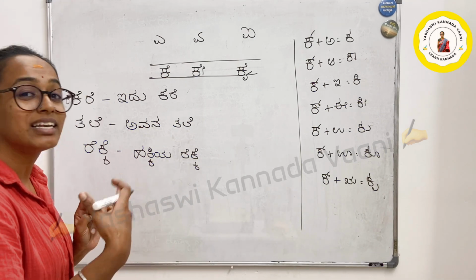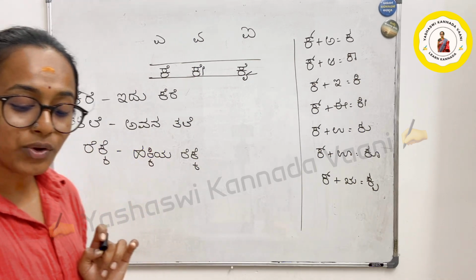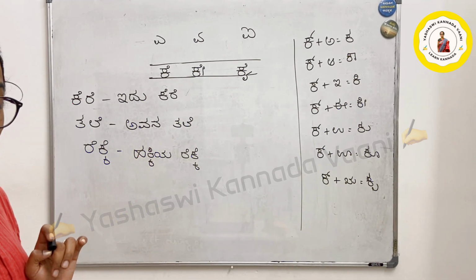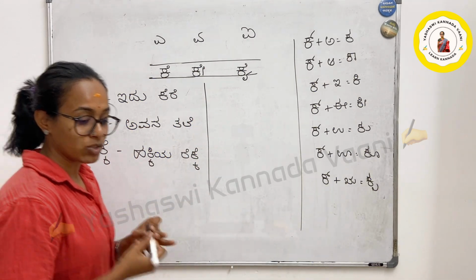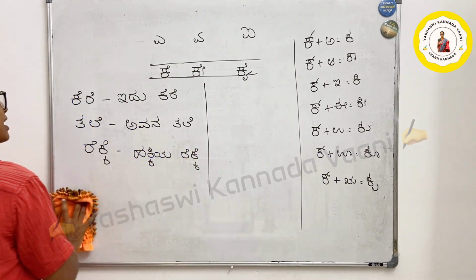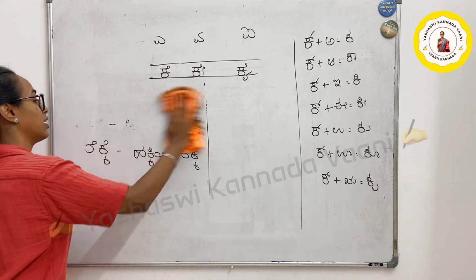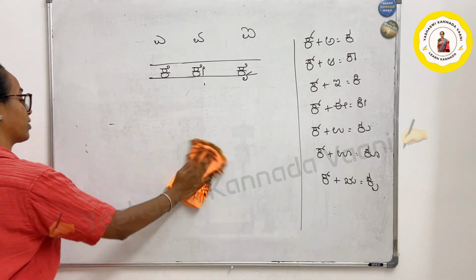This is how we will learn slowly. This is how we have to try slowly. I hope you remember the Vattakshara as well. Okay, fine. So next, we'll go for the O sounding. I'll erase this one. We'll go for the O sounding.